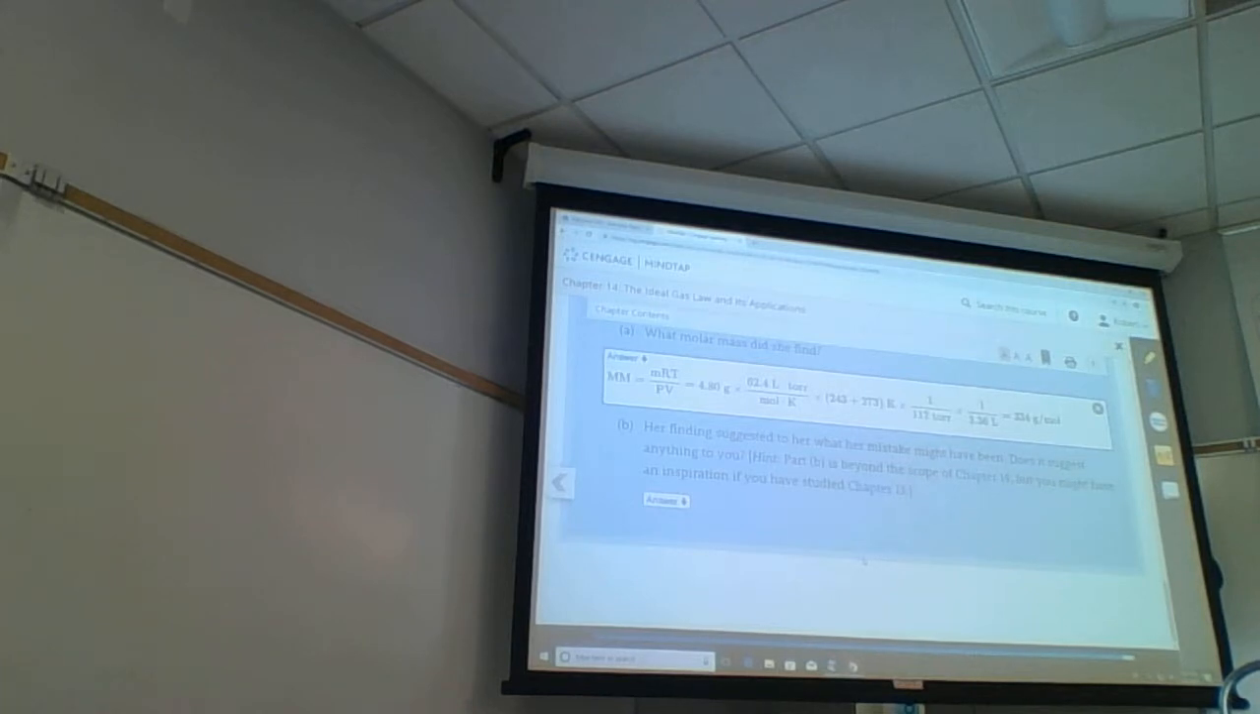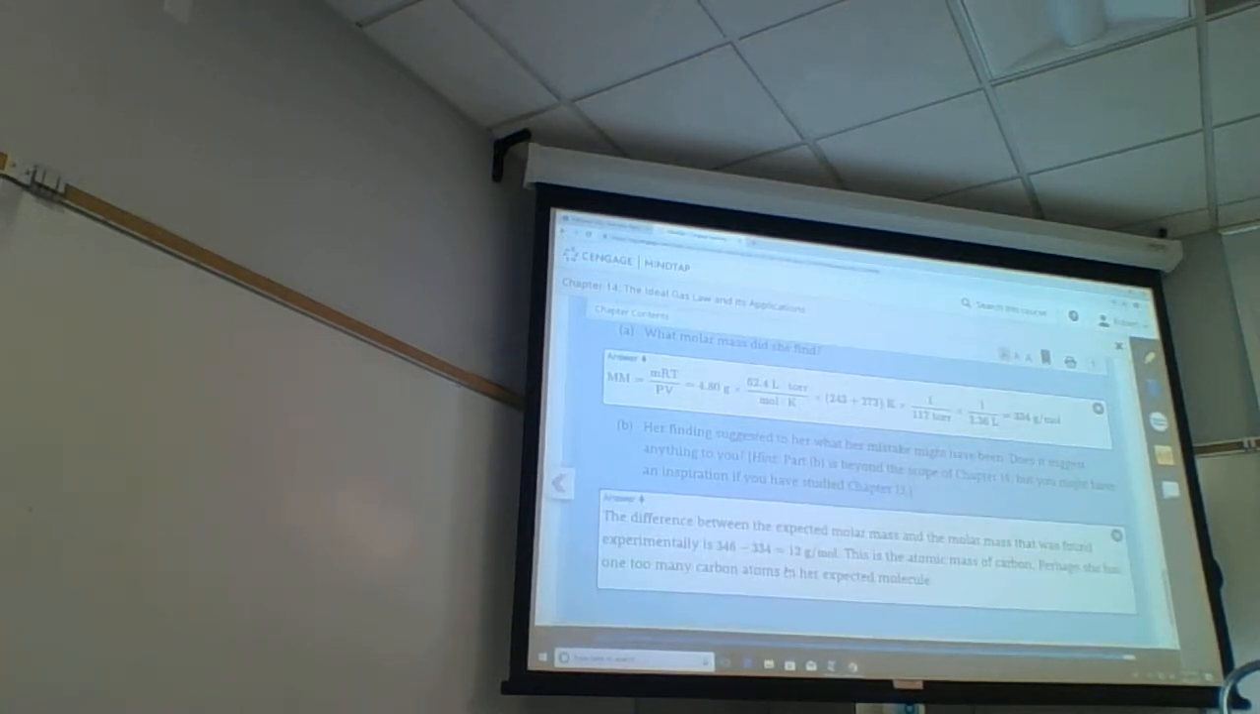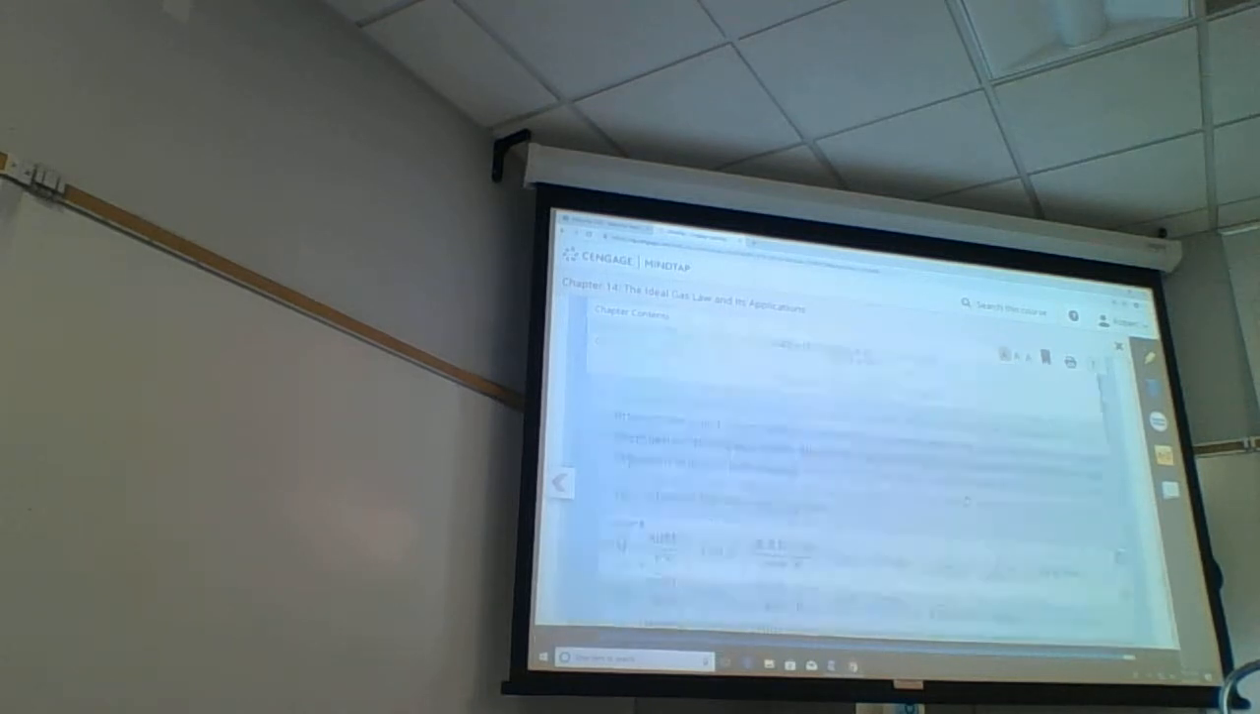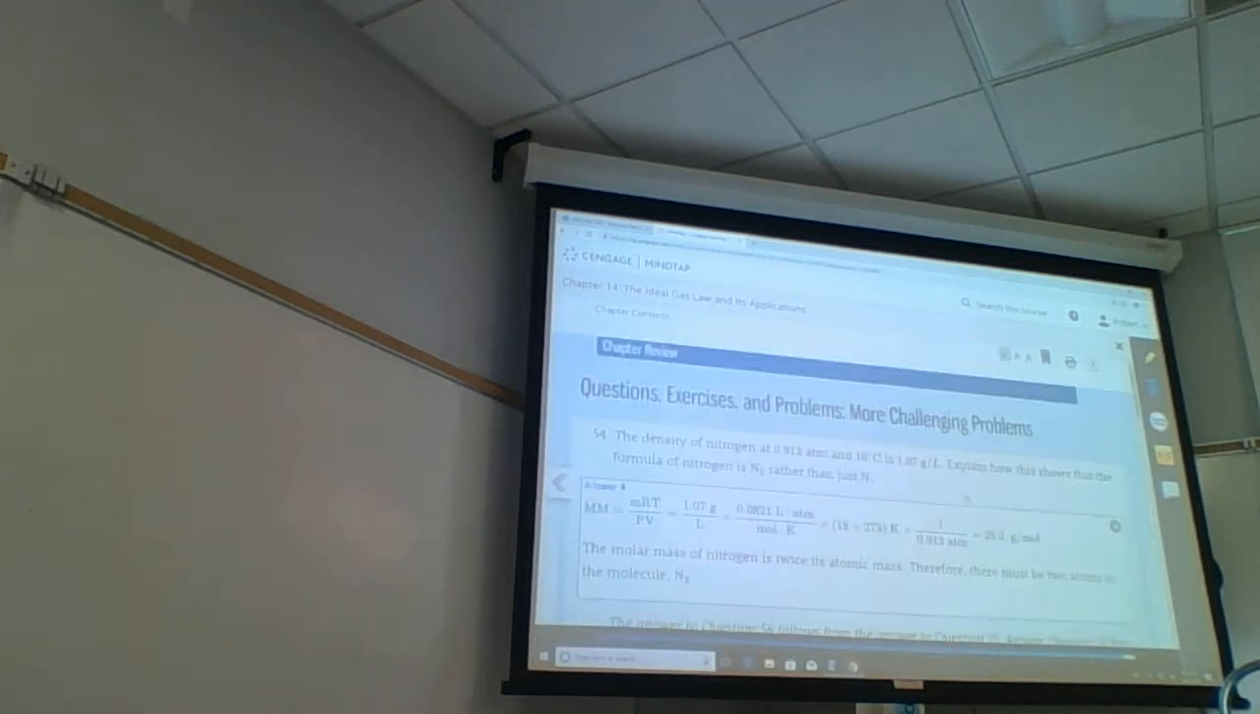Well, let's see the answer. This is beyond discovery. The difference between the expected molar mass and the molar mass found experimentally is 12 grams per mole. This is the atomic mass of carbon. Perhaps she has one too many carbon atoms in her expected molecule. I don't know about that, but it's a proposal.